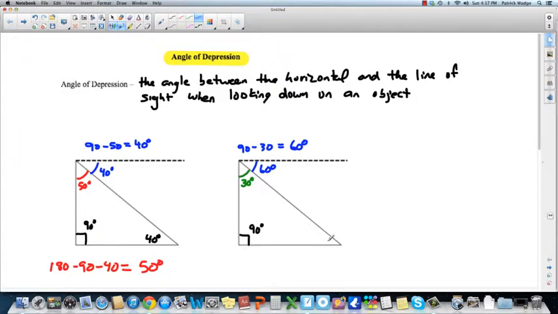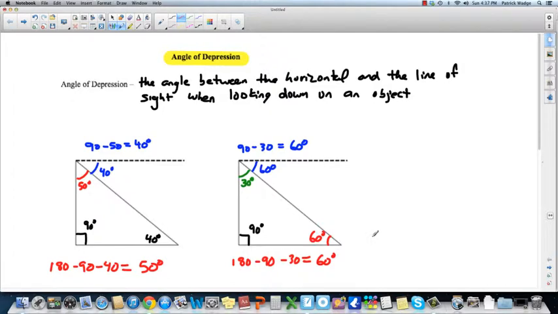Okay, now let's get the angle of elevation. That's down here. How are we going to do that? So we're looking for this angle. Well, we know two of the three angles in this triangle, and we know that all three of them add up to 180. So we can do 180, take away the 90 for the right angle, take away the 30, and what are we left with? Get those calculators out. 60 degrees.